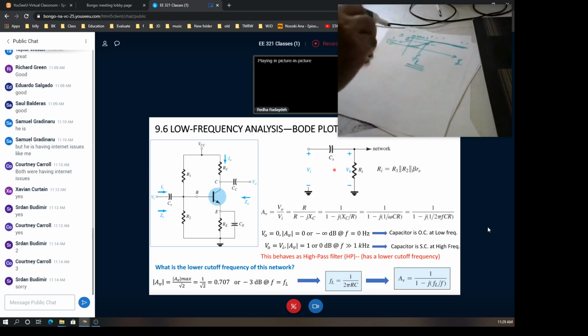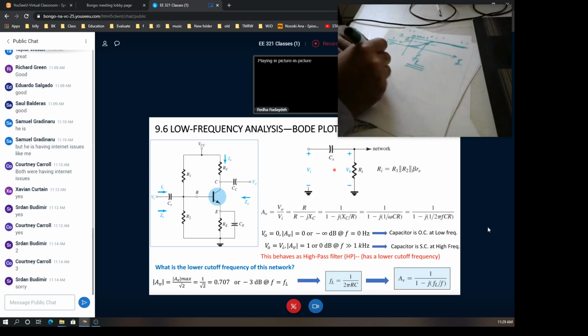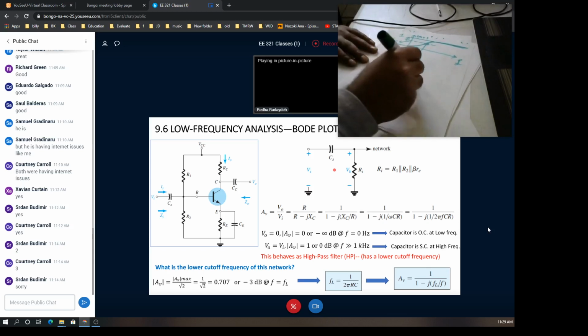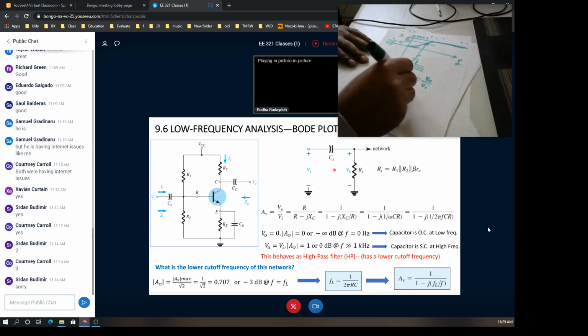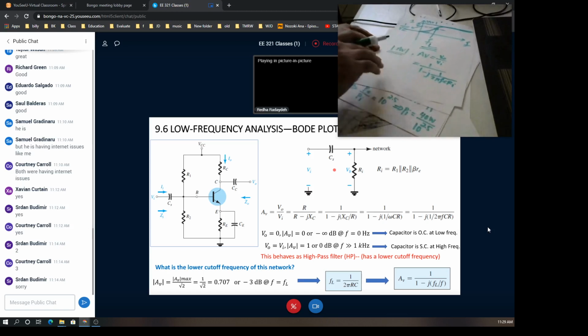Where do we get that FL from? We get that FL from the magnitude of AV. We have to get the magnitude of AV. We just found that AV expression, which is the ratio of VO divided by V input, as 1 divided by 1 minus j, 1 by 2π times F times C times R input. What is the magnitude of this complex quantity?